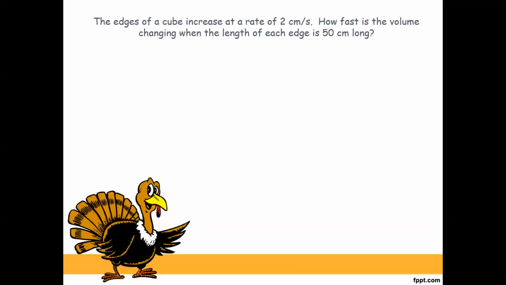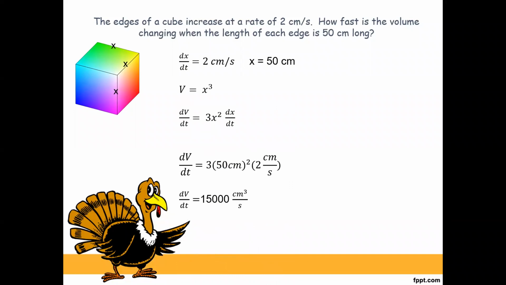So once again, we have a cube. Edges are all x. x is growing at a rate of 2 centimeters per second. And so dx/dt is 2 centimeters per second, and we're considering when x is equal to 50. So we see that our dV/dt is equal to 3x squared times dx/dt, and we know dx/dt is 2, and x equals 50. So we're going to plug and chug. So we have 3 times 50 centimeters squared times 2 centimeters.